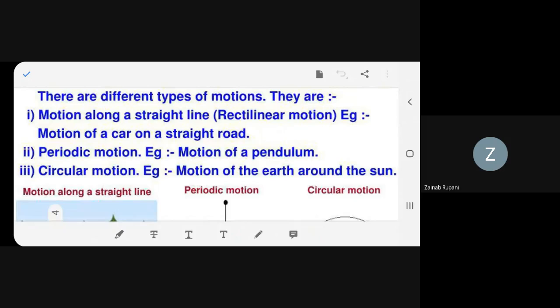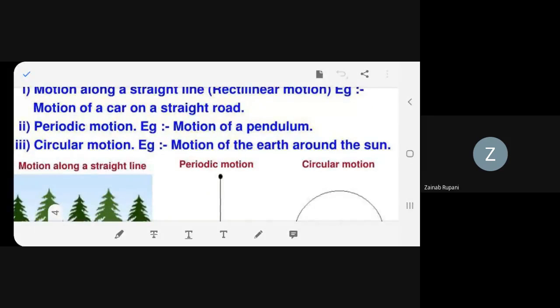Rectilinear motion. Example, motion of a car on a straight road. Read properly, beta. You're leading a class. You have to be very careful. Everybody's following you. So, motion of a car on a straight road. This is the example. I will be explaining to you, don't worry. But read properly, please.